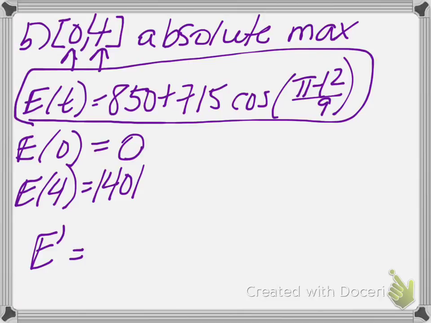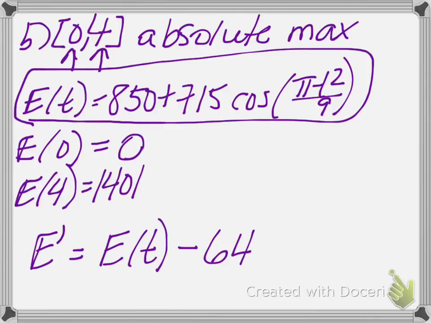So E of t is the derivative already. But don't forget, you also need to subtract the 645. Whoops, not 650, 645. Okay, so we're going to take that and we're going to set that equal to 0.